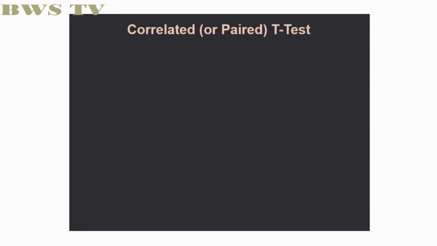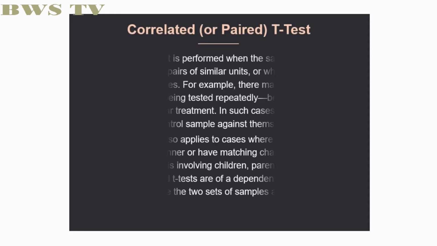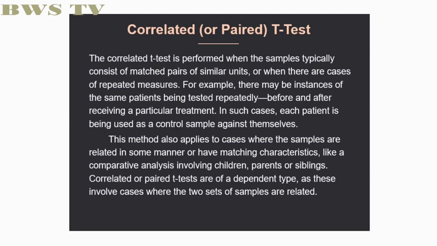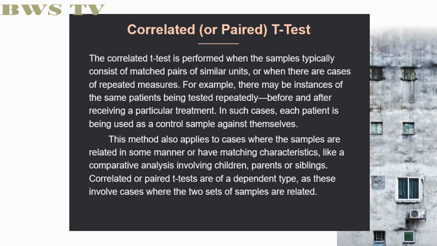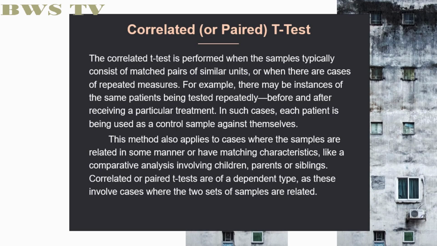Correlated or paired t-test. A correlated t-test is performed when the samples typically consist of matched pairs of similar units, or when there are cases of repeated measures. For example, there may be instances of the same patients being tested repeatedly before and after receiving a particular treatment. In such cases, each patient is being used as a control sample against themselves.